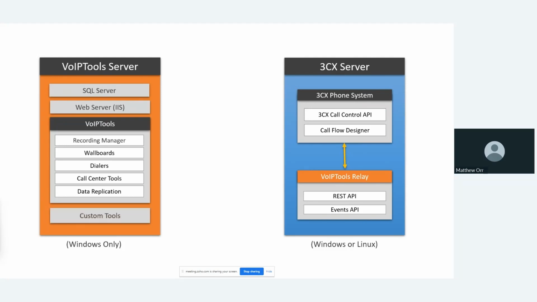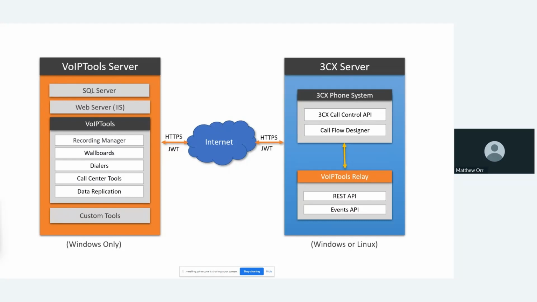So how do our applications and any custom applications that we develop communicate with 3CX? Well, the good news is that they can communicate over the internet through HTTPS. And for your custom development tools, you can also implement JWT. So we support both HTTPS and JWT. So it's a secure connection between the 3CX server and the VoIPTools server or the server that's running your custom application. But this is a lot of stuff.